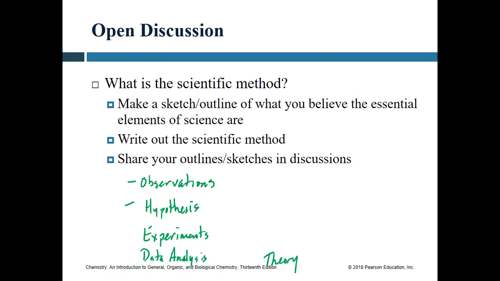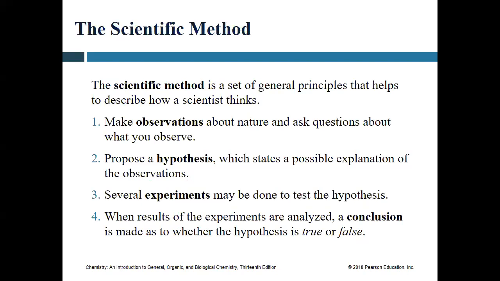Okay, so we've hit on all the high points here. Let's see what your book says. Your book calls the scientific method a set of principles that help to describe how a scientist thinks. And I would actually even modify that a little bit. Yes, this is a science course, and we're trained to think about things as scientists. But the scientific method is something that you can apply to any kind of critical thinking process. It doesn't have to be a scientific process per se.